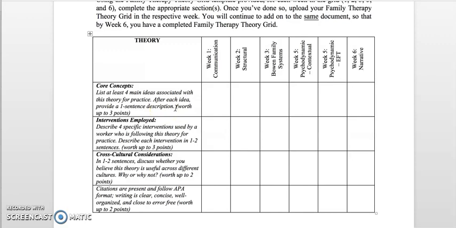After each idea, provide a one-sentence description. So that will be all put in here. Obviously, the grids are going to get longer over time.